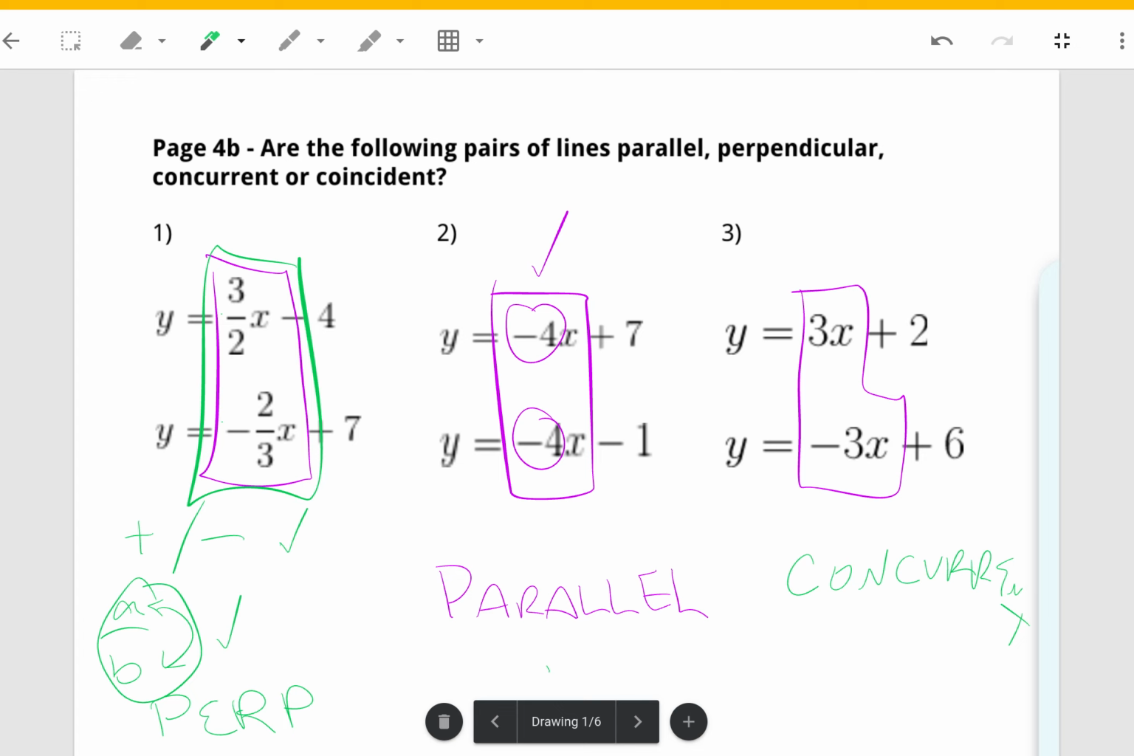Sorry, I bled off the page there a little bit. Those are your answers and explanations for all of the review for Geometry Unit 3. So hopefully you can use that to study and prepare for the test. That's it.